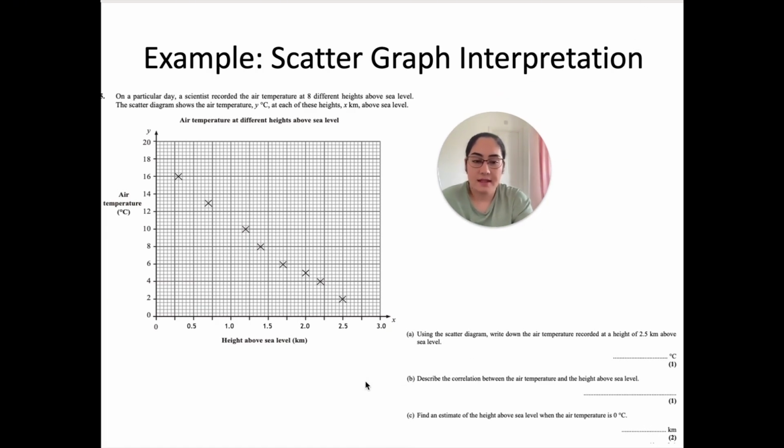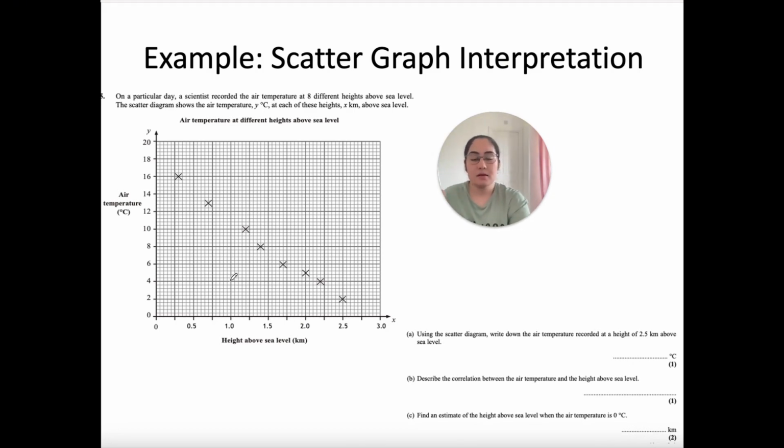It says, using the scatter diagram, write down the air temperature recorded at a height of 2.5 kilometers above sea level. Okay, so we need the temperature and we have the height. So we go to the axis that we have the information of, which is the height, the x-axis, and we go to 2.5 kilometers. So this is 2.5. And then we need to know what the temperature was.